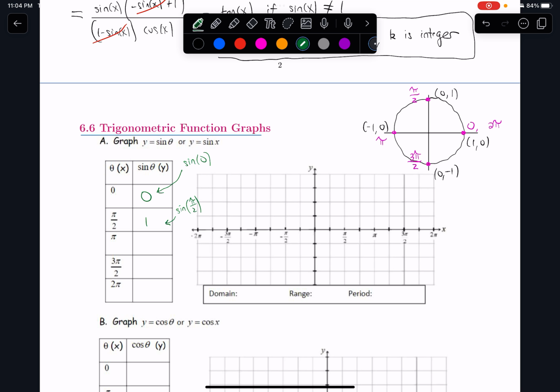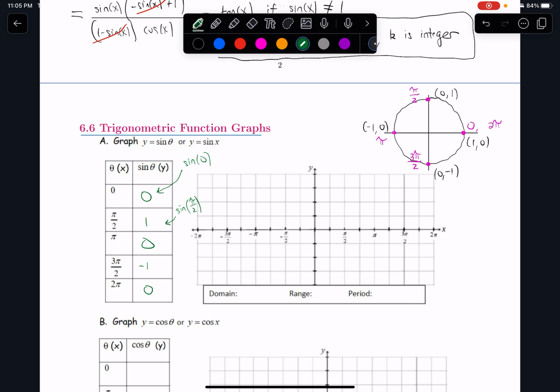If I keep doing this, the next angle is pi, and the y value at that angle is 0. At 3 pi over 2, the y value is negative 1, so sine of 3 pi over 2 is negative 1. And then back to 2 pi, the y value is 0 there, so sine of 2 pi is 0.